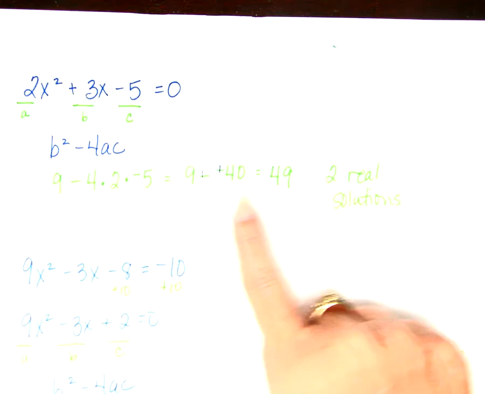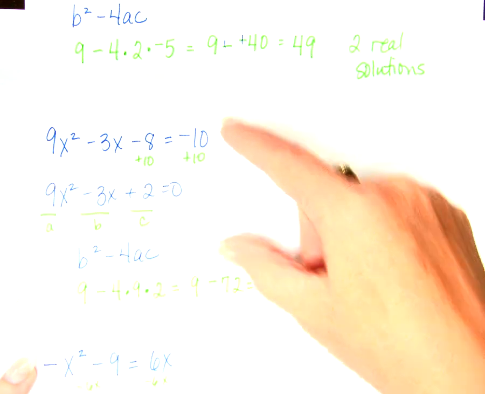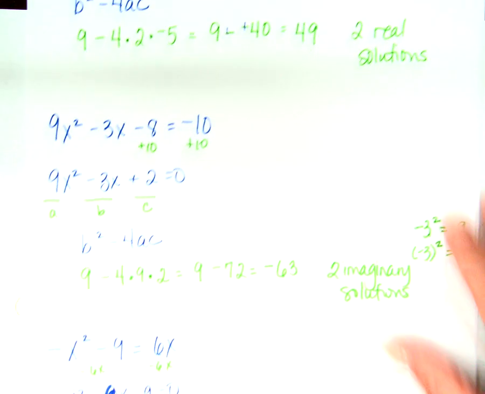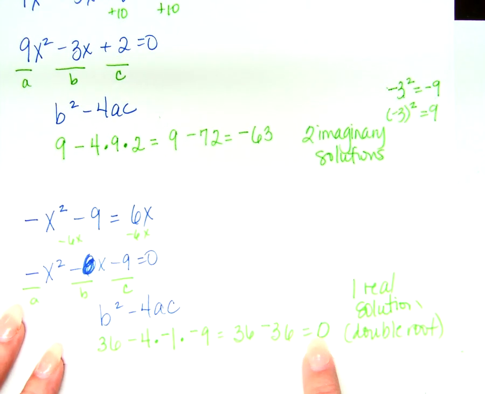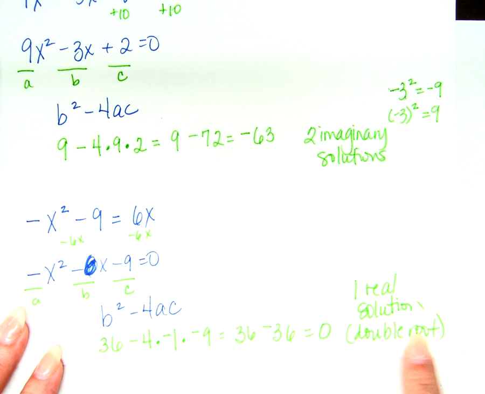Okay? And we did this example and we got this as our discriminant, so we knew I would have two real solutions. We did this example and got a negative 63, so I knew I would have two imaginary solutions. And then we did our third example down here and got a 0 as our discriminant, so I knew I would have one real solution that was a double root. Okay?